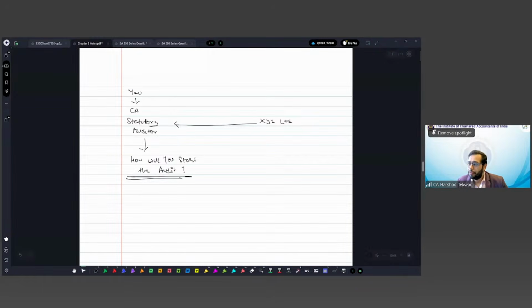So the first thing is you will communicate with them. You will coordinate with them. You will collect the sample data. You will test the sample data, and then you will finally issue the report. Correct? Okay, fine. Anyone else something to add to this point?